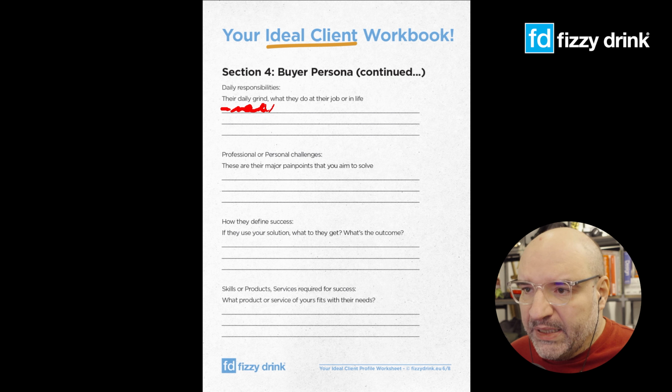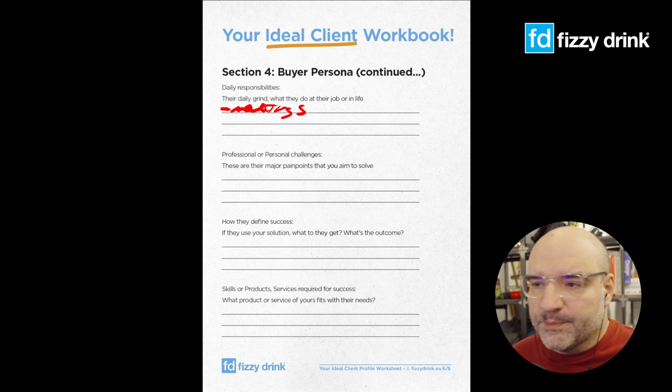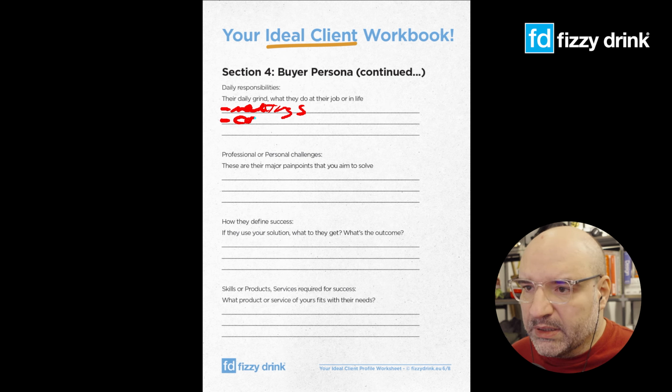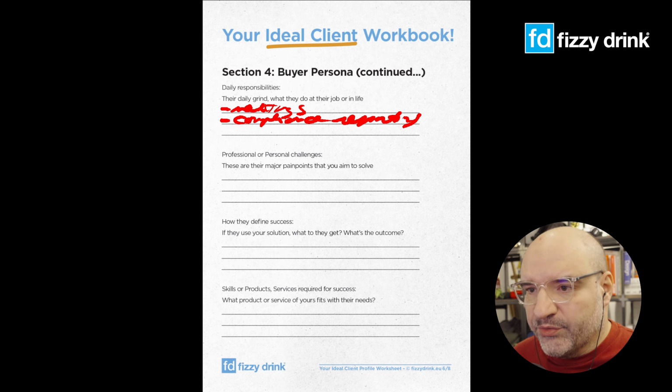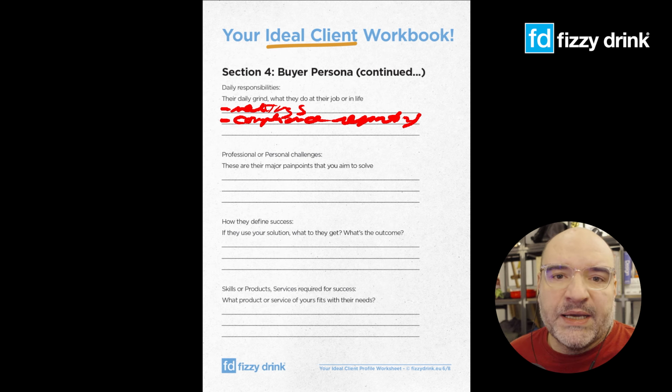Well, what about the corporate attorney? What would that look like for Bob? So what might their daily grind be? Well, they might be in meetings often, right? That's all the time. They might have to do compliance reporting. Bob's entire job is making sure that the energy company that he works for is complying with the environmental regulations of that industry. So what are his major pain points that you aim to solve?